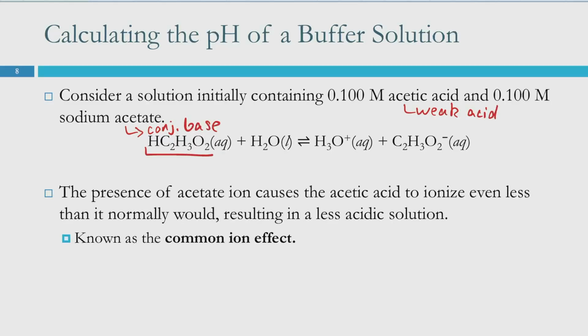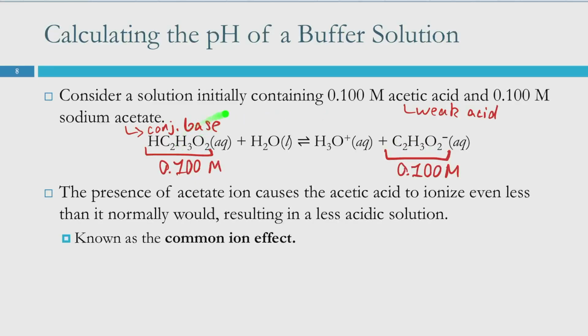So we've got 0.100 molar of the weak acid and the conjugate base. So on both of these sides we have a significant amount, at least of the stuff we care about. The presence of our acetate ion, the C2H3O2 minus, causes our acetic acid to ionize less than it normally would, because we've got a significant presence on the product side.